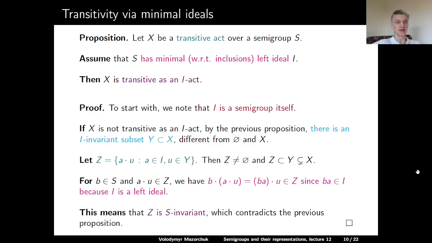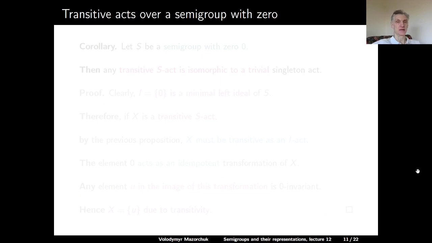So this means that our set Z is S-invariant. Now as an S-act, it's an invariant subset. But then this contradicts the previous proposition, because we have found a non-empty proper subset which is S-invariant, so our original act cannot be transitive. This has the following consequence.